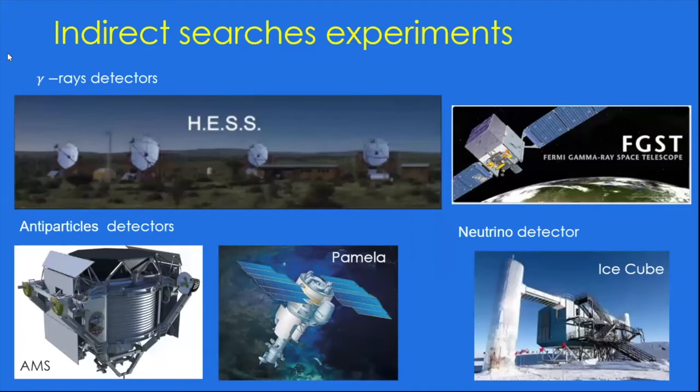Here are some examples of indirect search experiments. HESS and Fermi are among the gamma ray detectors. AMS and PAMELA are looking for antimatter. IceCube at the South Pole is an example of a neutrino telescope. I will not go further into this. More on indirect detection will be given by Dr. Emmanuel Moulin next week.